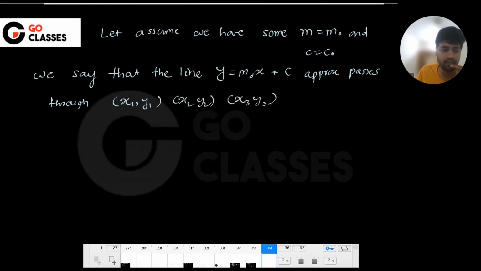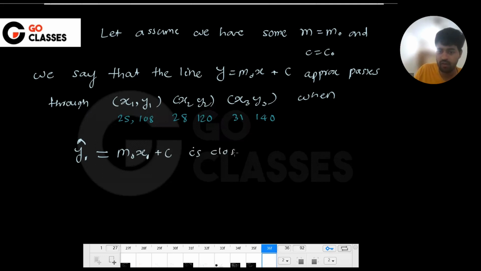I'm just using the variable names. So their exact values are, like we know, 25, 108, then 28, 120, and then 31, 140. The approximate mass is 3 when y1 hat, again, I'm using a different notation now. Hat means predictions, right? y1 hat is equal to m0 x1 plus c0, which is close to y1.